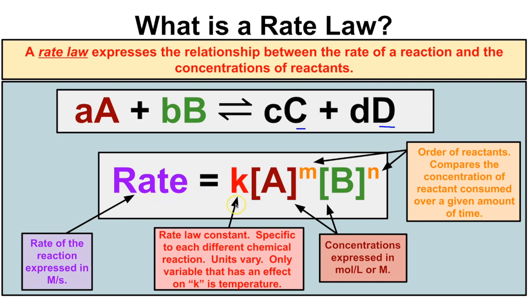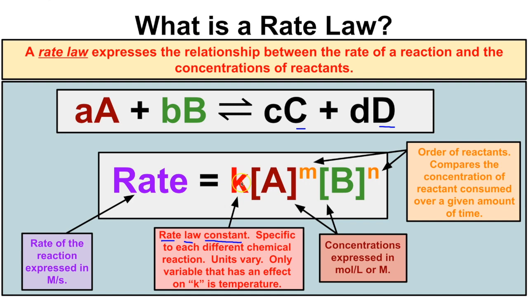And this is going to be equal to K. K is our rate law constant. And this is different for every single chemical reaction. Every single chemical reaction has its own K value, its own rate law constant. And so understand that concept.